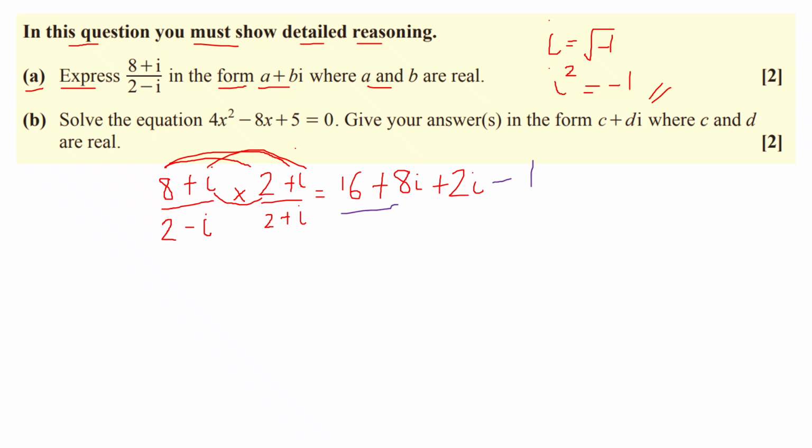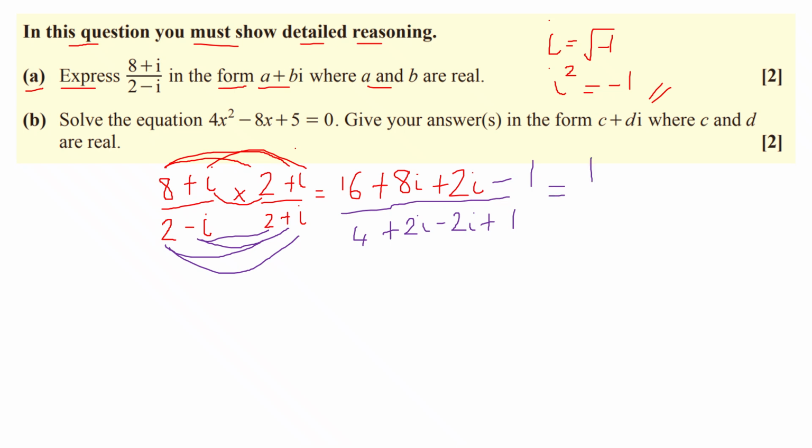And on the bottom, we have 2 times 2 is 4. 2 times plus i makes plus 2i. Then I've got negative i times plus 2, which makes negative 2i. Then I've got minus i times plus i, which is minus i squared, which is equal to positive 1. I'm now going to collect my like terms on the top and bottom.